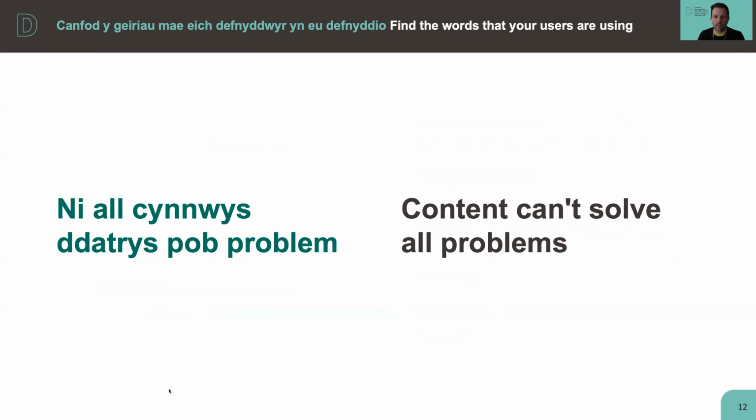Now, crucially, that kind of keyword research can also tell you if your content cannot solve a user's problem. Okay, so content can't solve every problem. Now, if people just aren't looking for that topic online, it's unlikely that the problem that user is facing can be solved simply by online content. There must be something else that they need as well. So that really guides you before you start creating content to think about whether that content really is going to solve that problem.